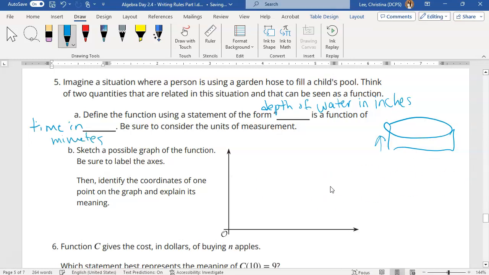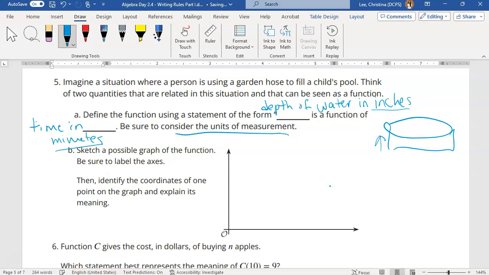You could do seconds if you're looking at very small increments, maybe centimeters and seconds. But because we're looking at inches, it's going to take a little bit of time to actually get that water up an inch. So let's say time in minutes. And be sure to consider the units of measurement, which we did. I said minutes and inches. You could have said a different measurement if you wanted to.